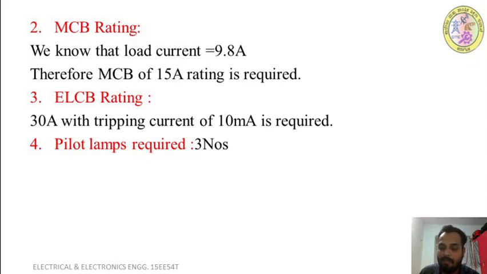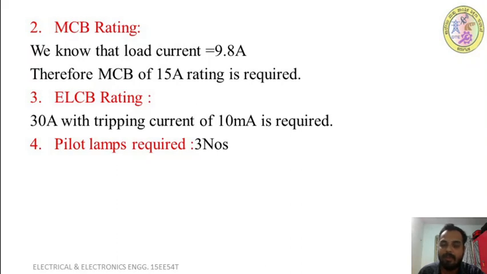If you select 10 ampere, then it becomes underrated. Okay, so the next higher range is 15 ampere. So that is, 15 ampere rating is required. Next, ELCB. The ELCB starting rating is 30 ampere. So we have selected 30 ampere with a tripping current of 10 milliampere.